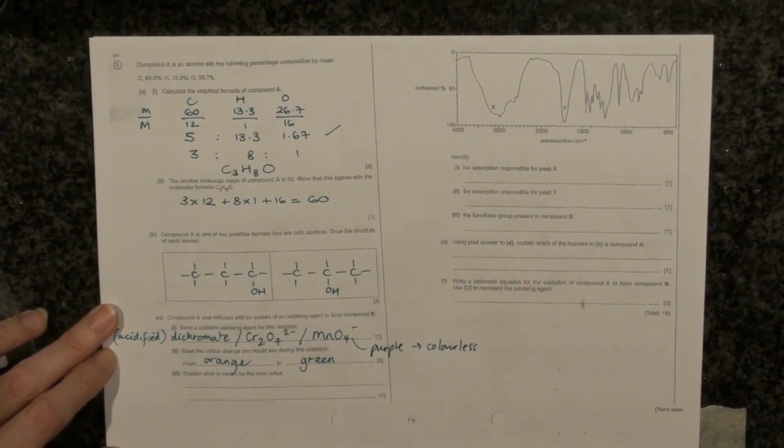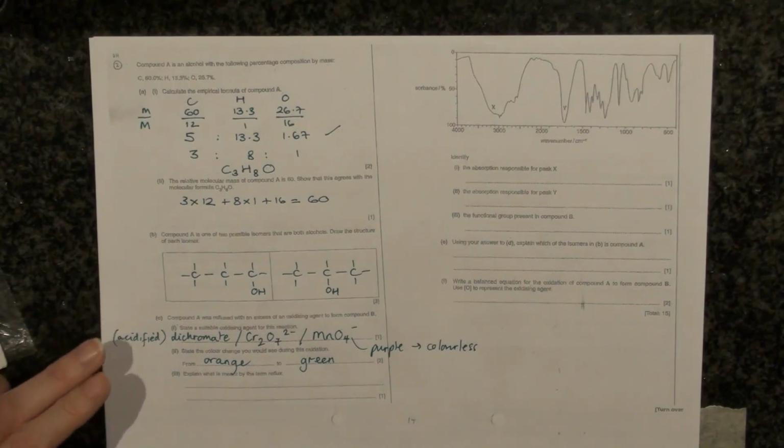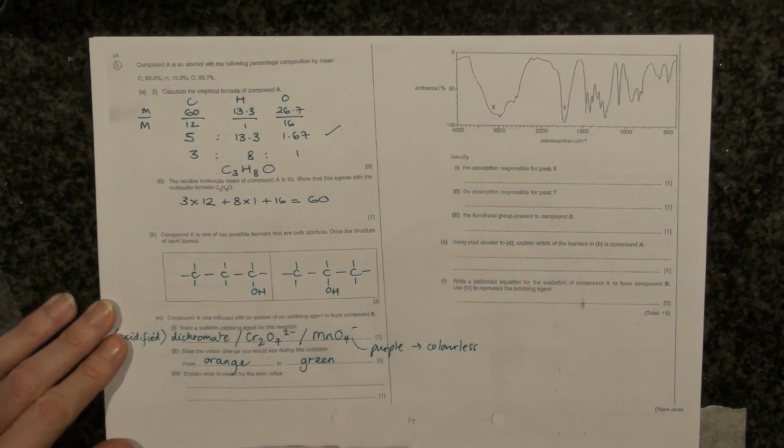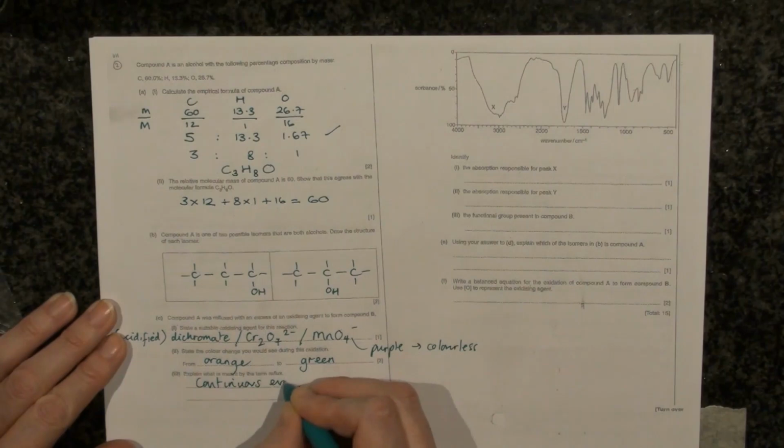And explain what is meant by the term reflux. Remember, reflux is where you've got that vertical Liebig condenser, allowing it to continuously heat without losing your reagent or product, and that needs to be continuous evaporation and condensation.